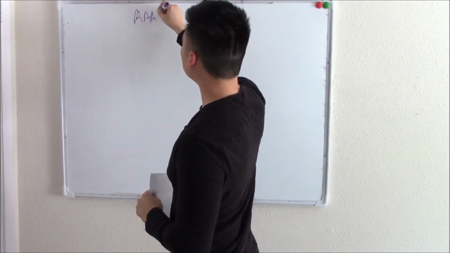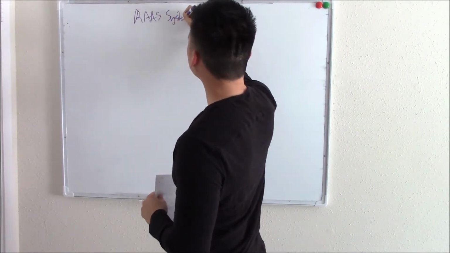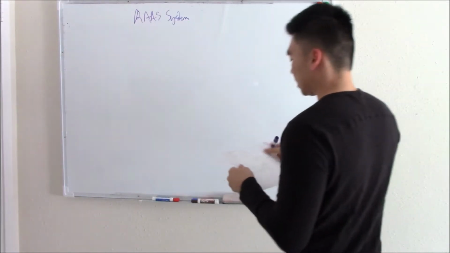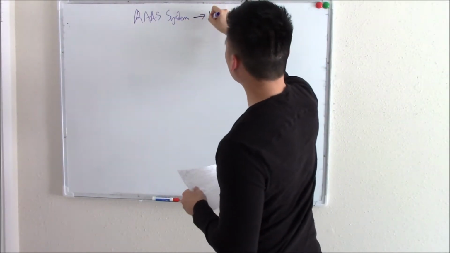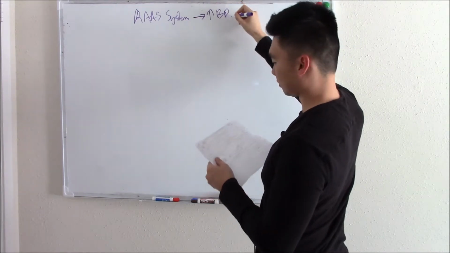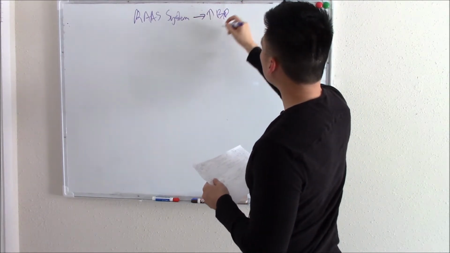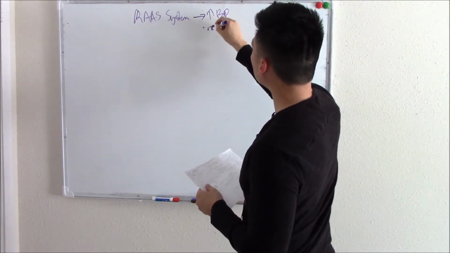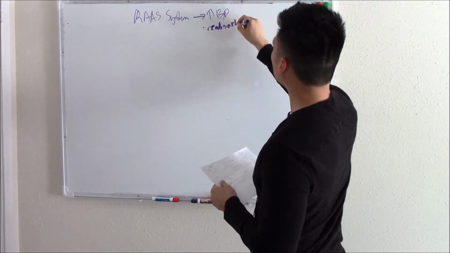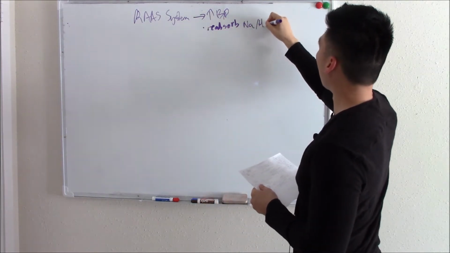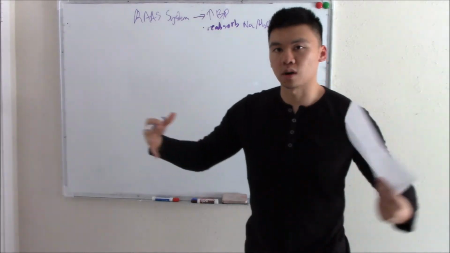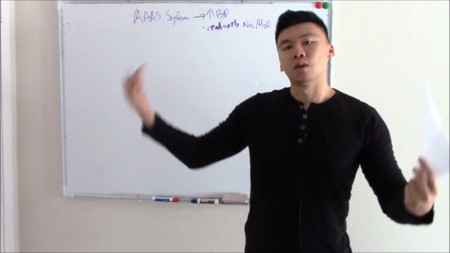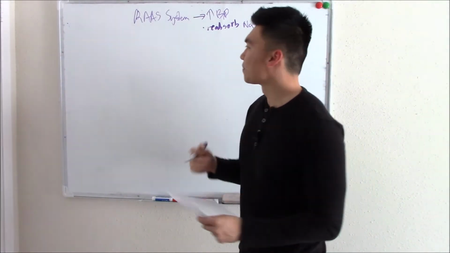The RAAS system. Now the RAAS system helps you raise your blood pressure back up. And it does this by reabsorbing salt and water. And by reabsorbing salt and water, you get more fluid, you get more pressure, helps raise your blood pressure back up. All right, how does it do this?